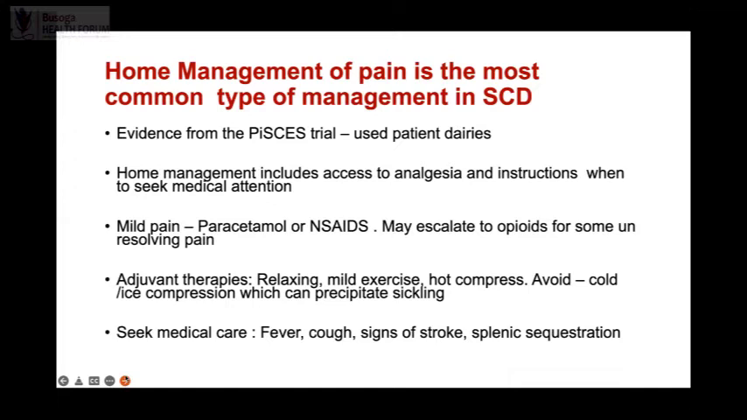In a few, we may escalate to opioids for some unresolving pain at home, but if it gets to needing opioids, they need to be coming to the hospital. You can also advise them on adjunct therapies: relax, take a bath, mild exercise, a hot compress, okay? Avoid any cold compresses, get a heat compress, which can cause relaxation of the vessels and alleviate the pain. Tell them to seek medical care if there's fever, there's cough, there's signs of stroke or splenic sequestration, or if the first aid they're given does not work.